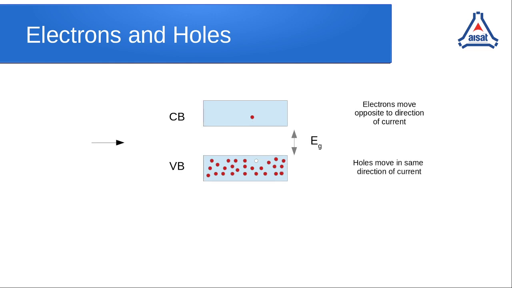If we apply an electric field, electrons move opposite to the direction of current. The holes in the valence band move in the same direction of the current. How will the hole move? The electron which is adjacent to it falls into this hole, so that the hole takes the position of the neighboring electron. So on and so forth, the holes will move in the valence band.